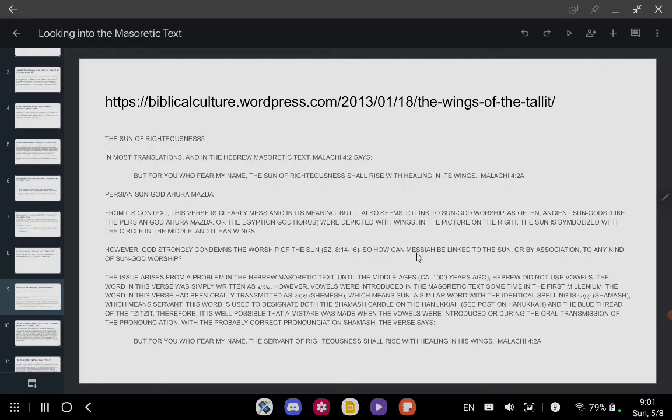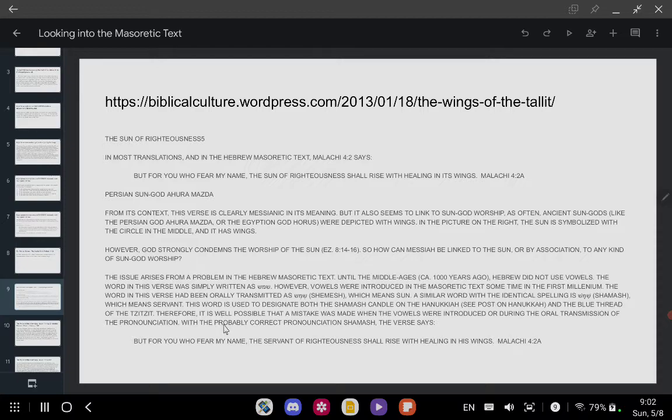How can the Messiah be linked to the sun or by association to any sun god worship? The issue arises from a problem in the Hebrew Masoretic Text. Until the Middle Ages, Hebrew did not use vowels. The word in this verse was simply written as shin, mem, shin. However, vowels were introduced in the Masoretic Text sometime in the first millennium, first 1,000 years. The word in this verse had been orally transmitted as shemesh, which means sun.